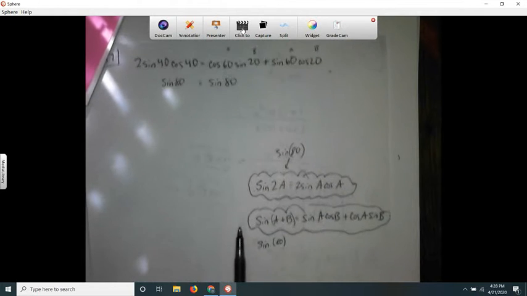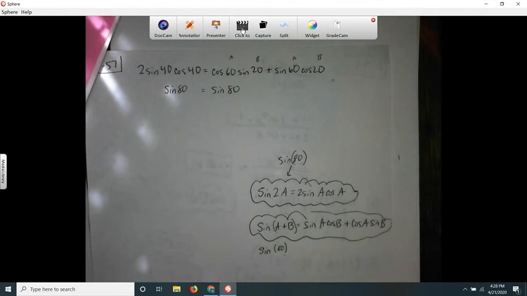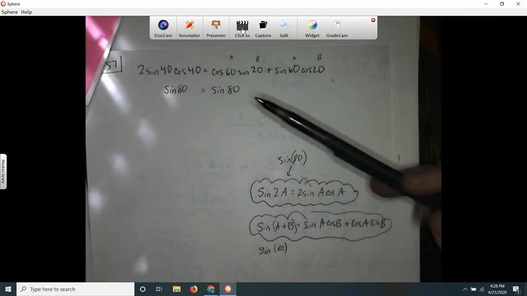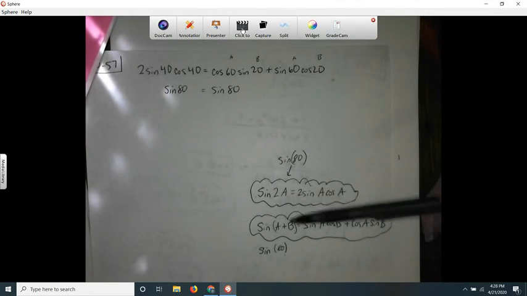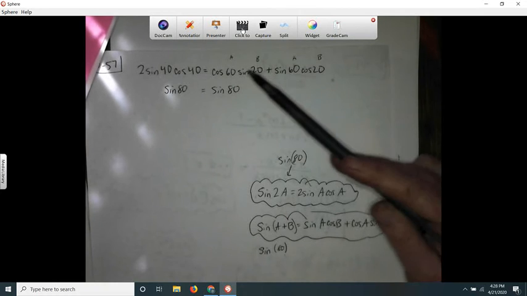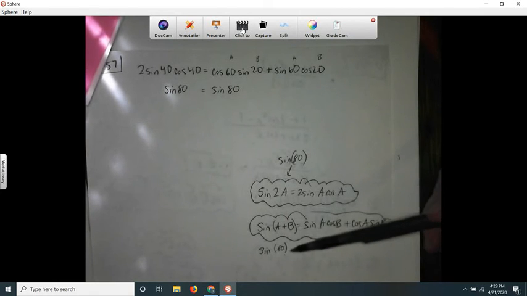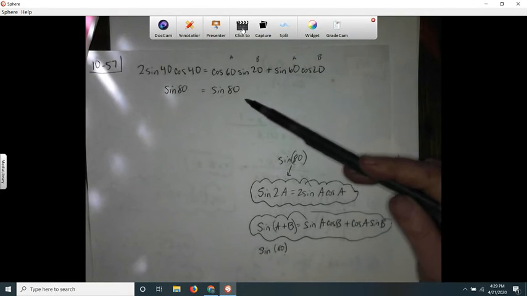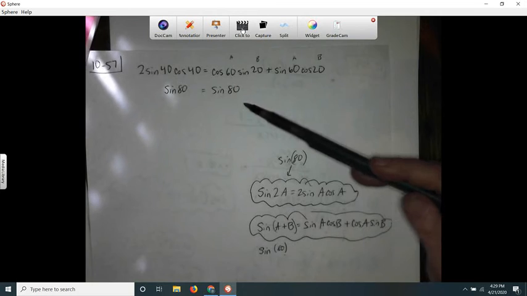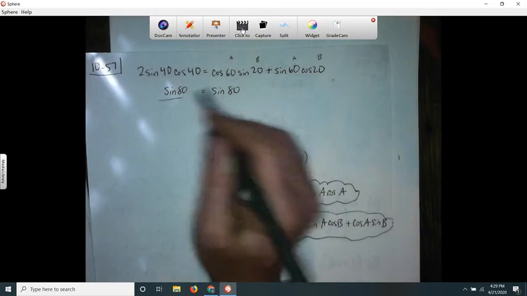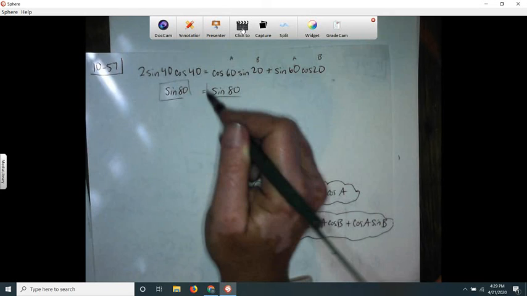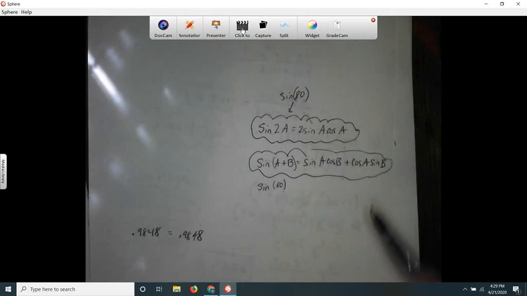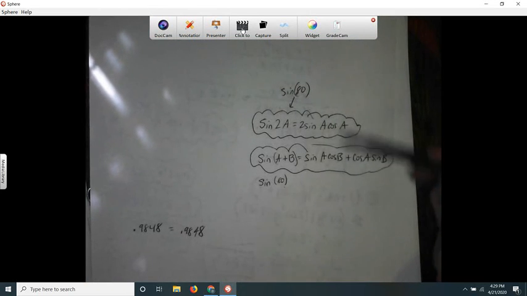Then I thought, well, but these are 20s, those are 40s. How's this going to work? But then I remembered if A is 60 and B is 20, and this is sine A plus B, well, what is 60 plus 20? It's 80. There's no answer in the answer key, but I think this would be sufficient right here, especially if you just made a note that you used these identities.